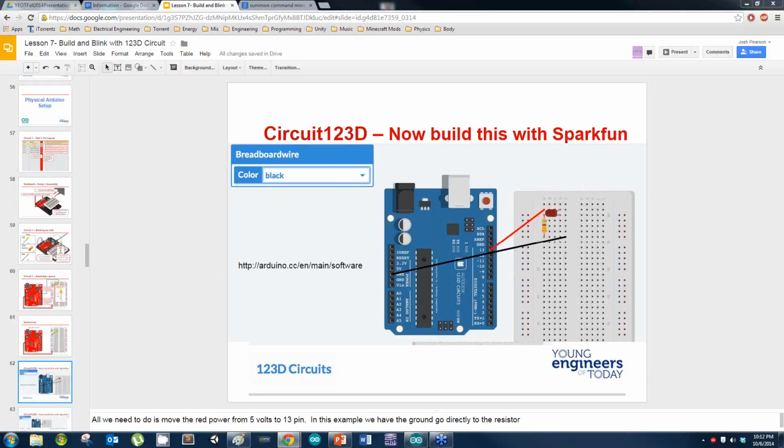I want one leg of the resistor to be plugged into E5, and the other end of the resistor to be plugged into E13. I want one end of the green wire to be plugged into A13, and the other end into GND. Raise your hands when you think you have that.